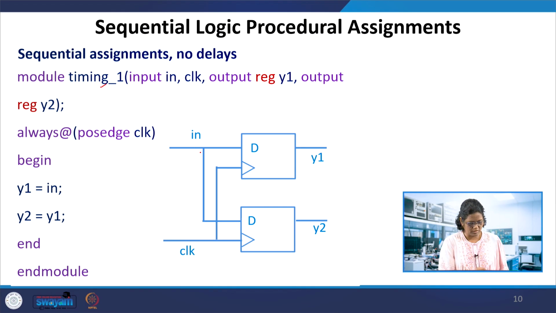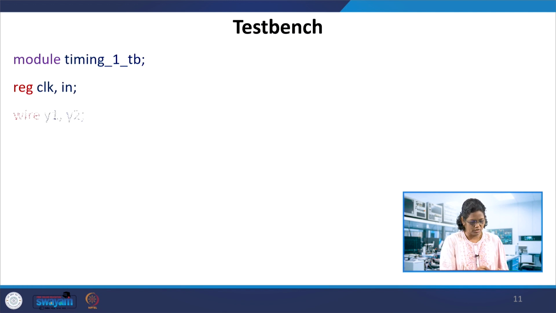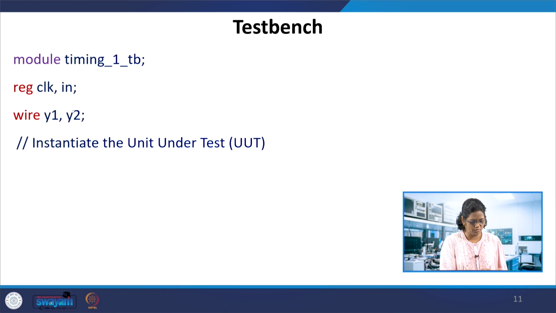So input is assigned to y1, and the same y1 is getting to y2. Because input is immediately assigned to y1, the input is going to the other flip-flop, and y2 is also getting the same at the same passage of the clock. So this model is tested over this test bench with y1, y2 and the inputs clock and in.